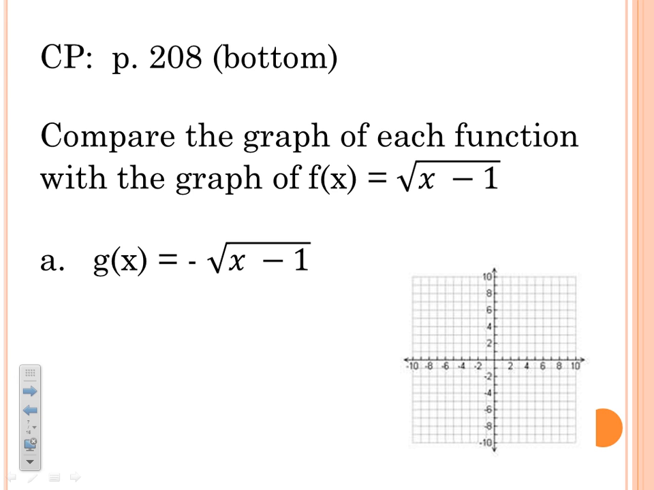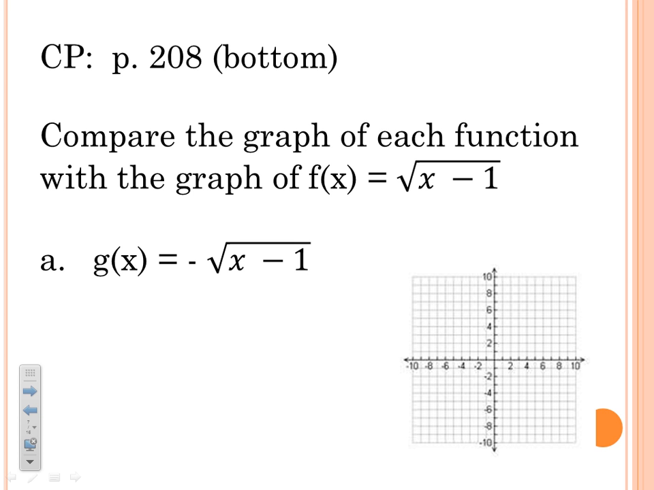So taking a look at this one, we have g of x is equal to negative square root x minus 1. Well, we have a parent square root function. Again, if you need to, go back to page 202 and just get your head familiar again with what that parent function looks like. That one is D in the middle of that page. So it started at the origin and it kind of curved off just into the first quadrant.